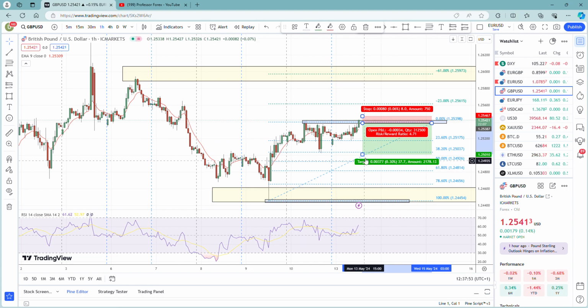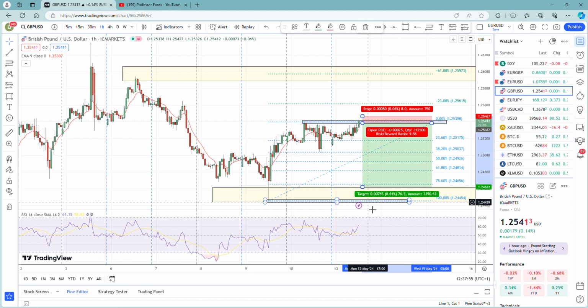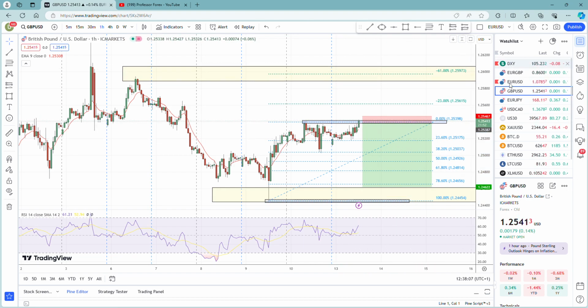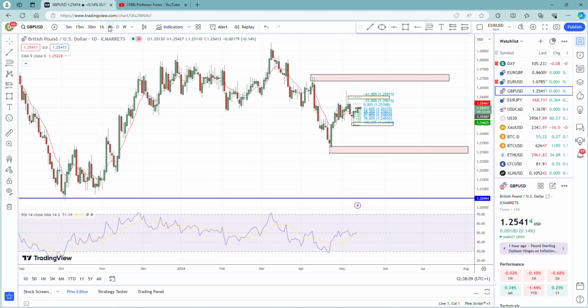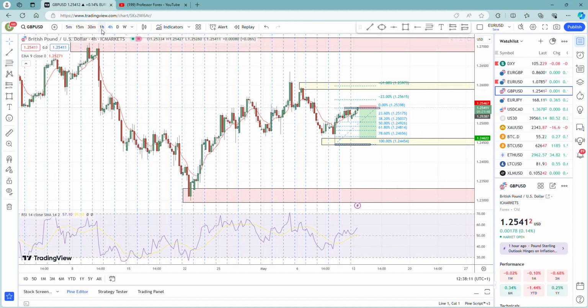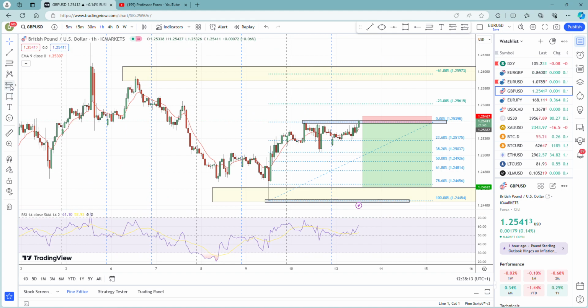But let's just say this is a sell trade that I'm waiting for. Similar price action to the EURUSD. 8 pip stop loss, 76 pip win, and the risk to reward ratio would be literally nearly 10, which is great. However, looking at current price action, daily is bullish, H4 is bullish, H1 is currently bullish as well.